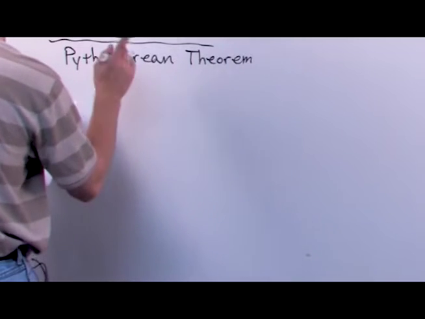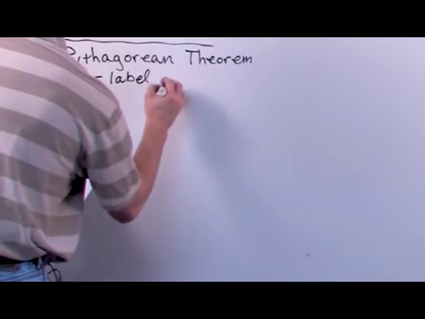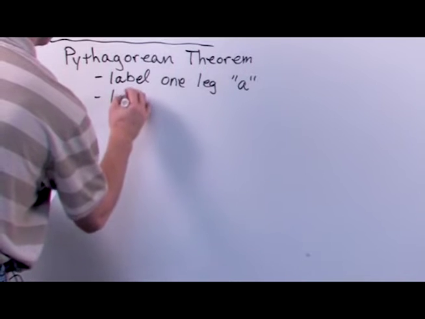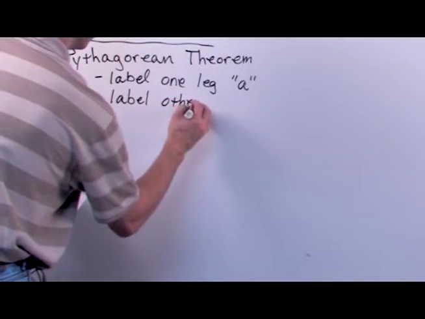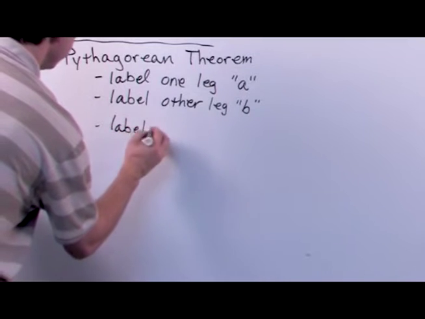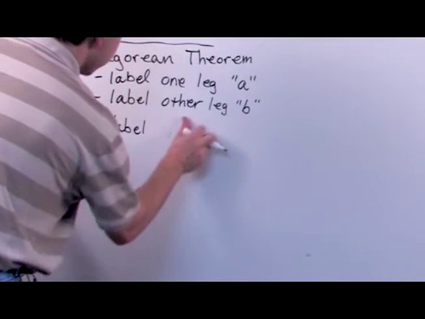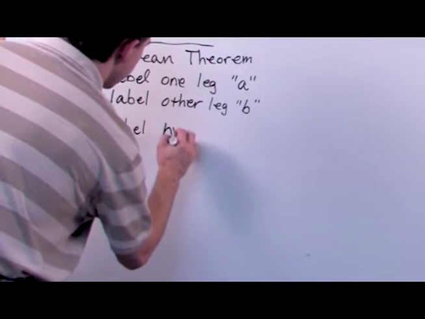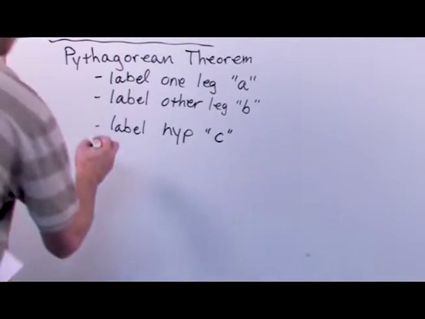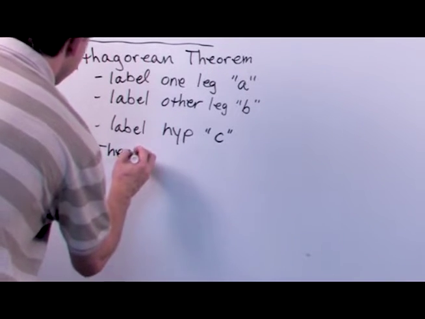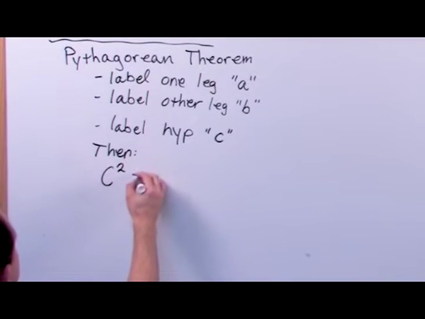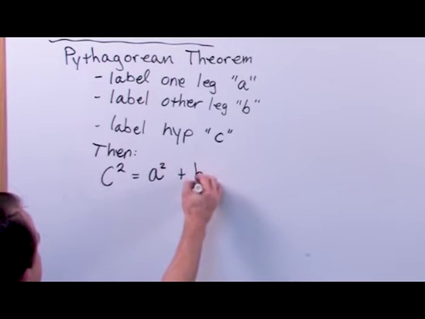If you label one leg A, and I'm going to explain this in a second, and you label the other leg B, and you label the other leg, whoops, there's no other leg, that was a trick. You label the hypotenuse, which I'm abbreviating with HYP, with a C. Then the following is true in a right triangle: C squared is equal to A squared plus B squared.